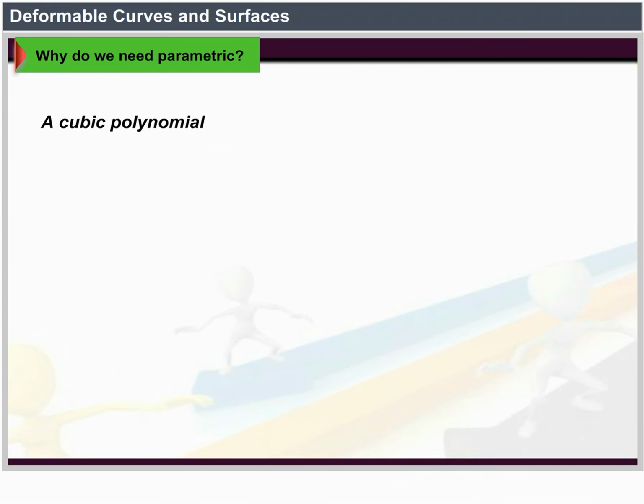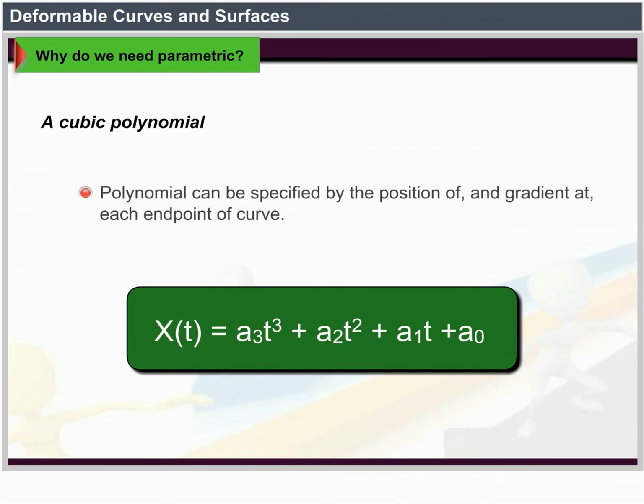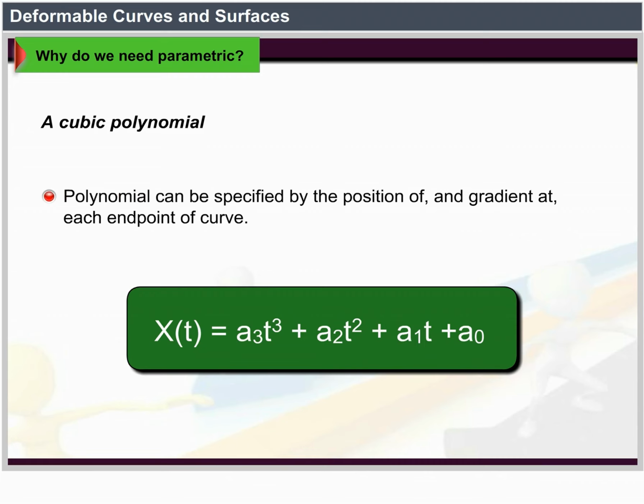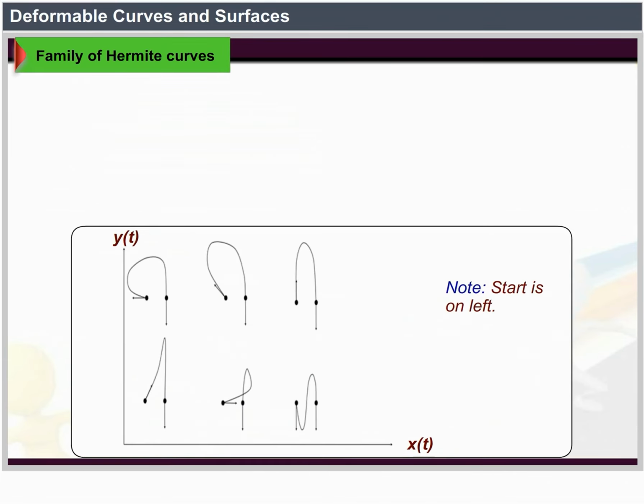A cubic polynomial x of t equals a3t cubed plus a2t squared plus a1t plus a0. T ranges from 0 to 1. Polynomial can be specified by position of and gradient at each endpoint of the curve. A family of Hermite curves can now be seen on screen.